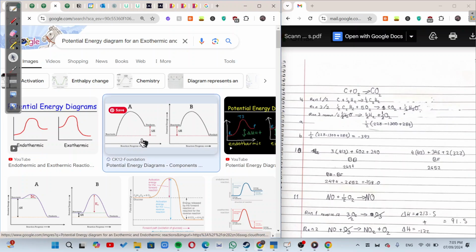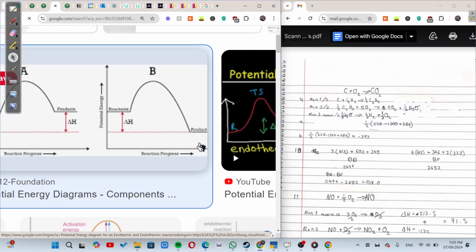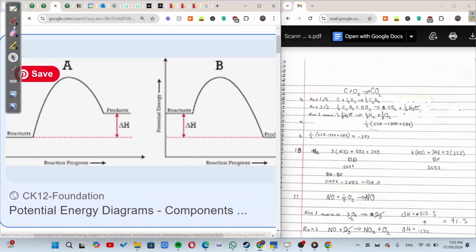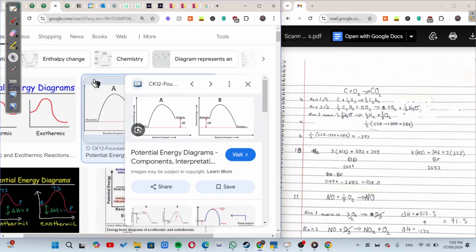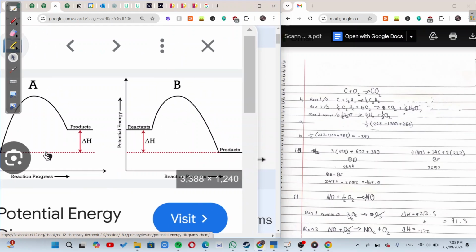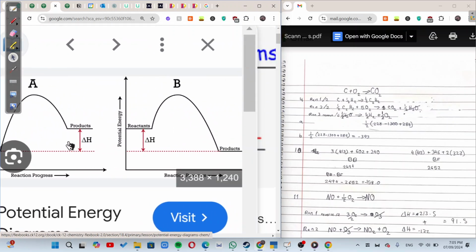Waiting for it to open. Anyways, I'm just going to enlarge it. See, when you have your... Okay, here it is better. When you have your... What's happening?